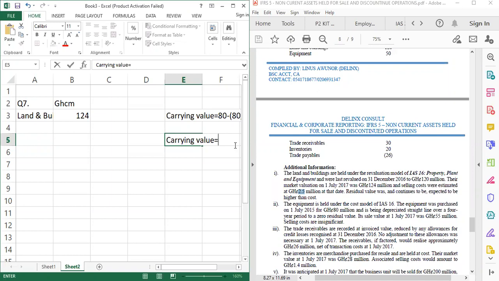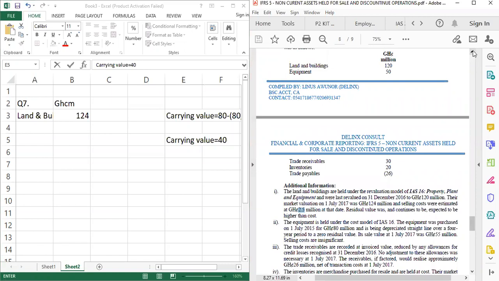$40 million. It will be what? 40. But what is the value there? 40 million. Okay, that would be the carrying value. But what is the value given to us? 50 million. No, the carrying value. 50 million, isn't it? All right.